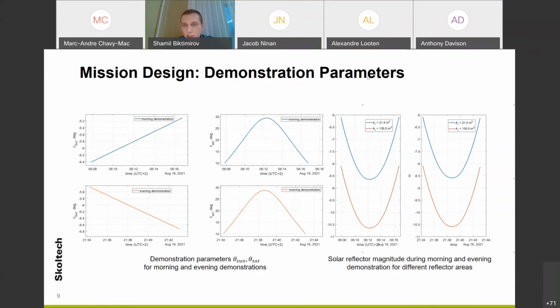And we actually considered 2 magnitudes of reflected sunlight. These are magnitudes of -6 and -8, and we calculated the area for the reflector to ensure this magnitude of reflected sunlight during demonstrations. And as you can see here, for example, with approximately 20 square meters of reflector area, we always have a magnitude of reflected sunlight better than -6. And for 135 square meters, it's better than -8. So we satisfy the mission requirements.